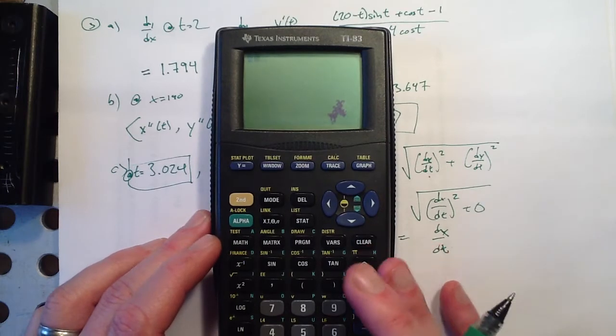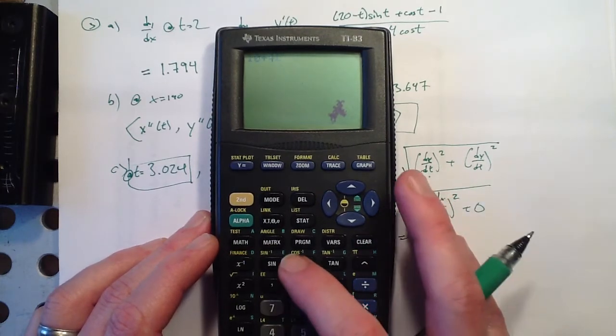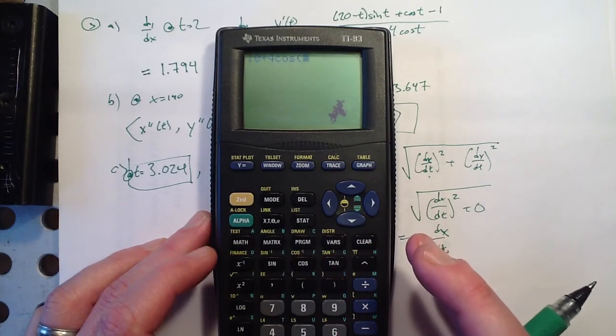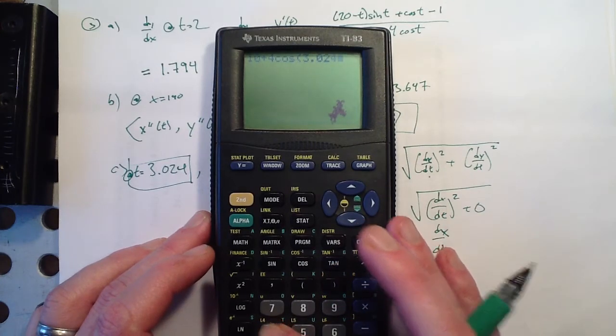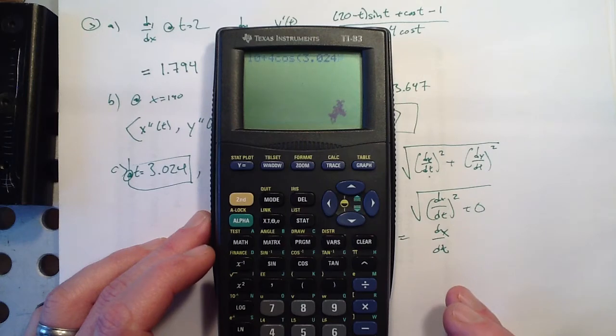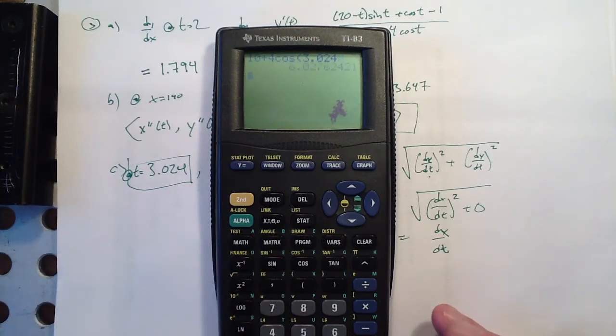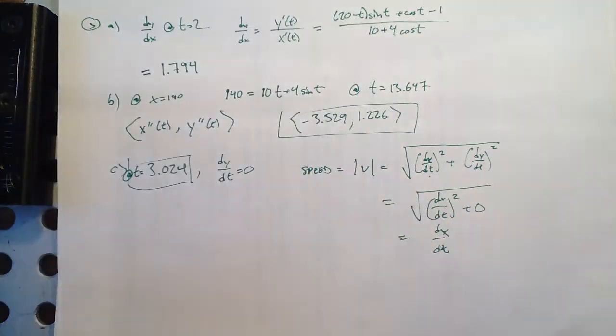So let's see, that's 10 plus 4 cosine 3.024, right? That's 6.028 meters per second.